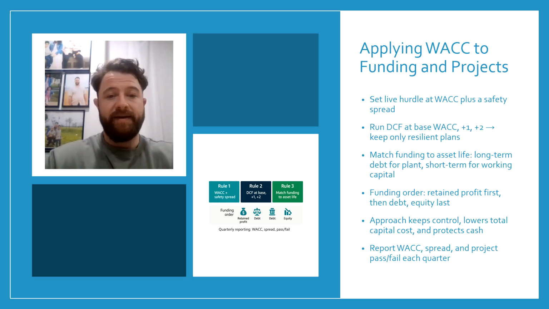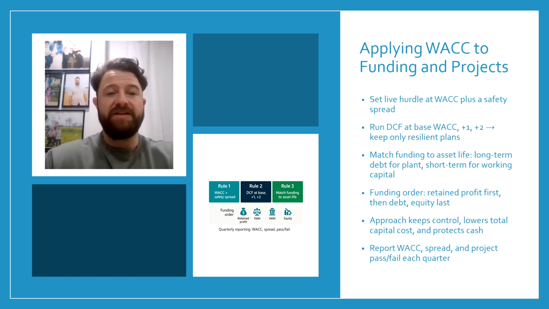Applying WACC to funding and projects. Set 3 rules. 1. Set the live hurdle as WACC plus a safety spread, for example, 2 points. 2. Run DCF at base WACC and at WACC plus 1 and plus 2. Keep only plans that hold value across those cases.